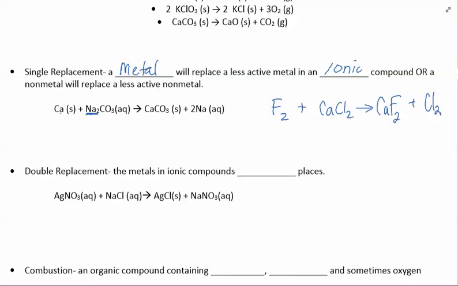So you can identify a single replacement reaction, because you're always going to have an element in its elemental form. So it's going to be by itself. So in this case, we have calcium and sodium. Something's going to be by itself on both sides of the reaction. So even though there's two fluorines and two chlorines because of the diatomic rules, they're still technically in their elemental form by themselves.